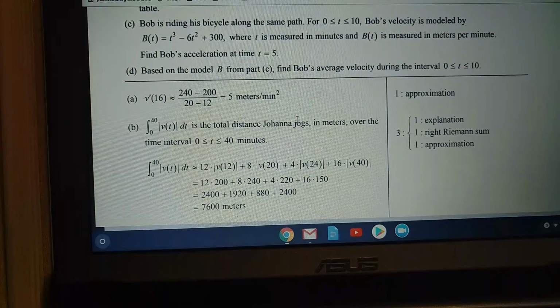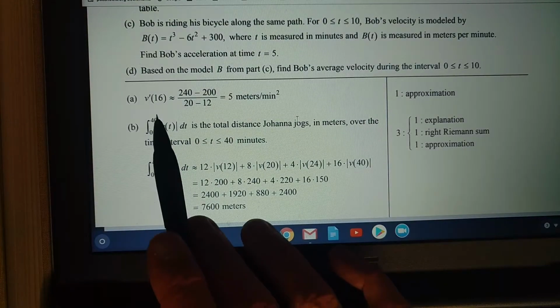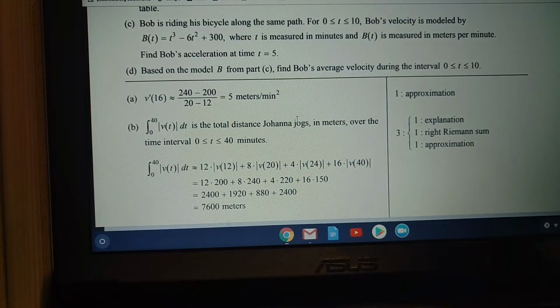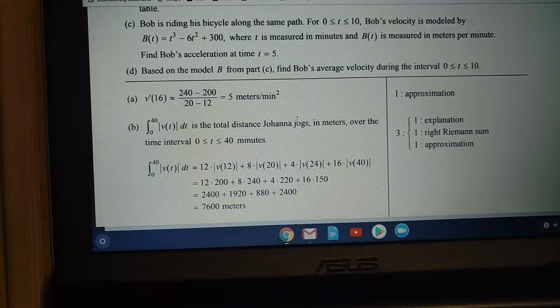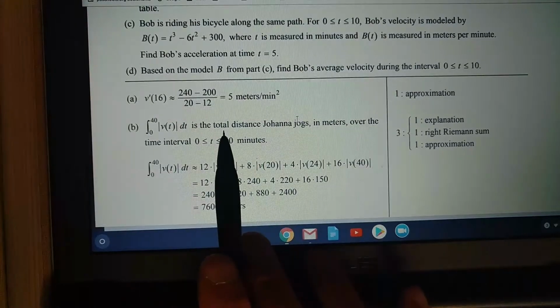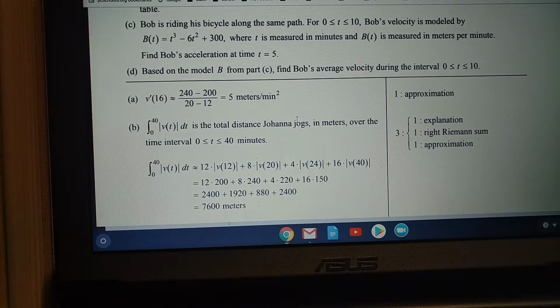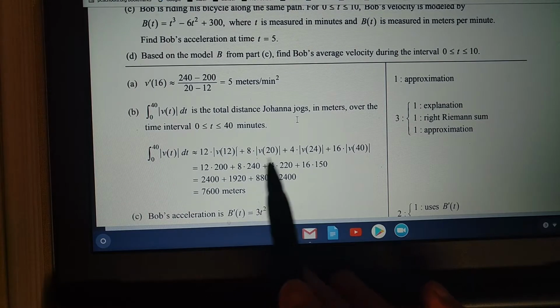Okay, part B. So you need to explain. You get 1 point for explaining that this integral of the absolute value there is going to give you total distance that she jogs from a time of 0 to a time of 40. So you have to have that it's total distance, and you have to have that it's from the time from 0 to 40 in order to get that point.